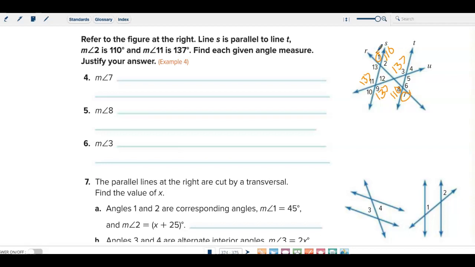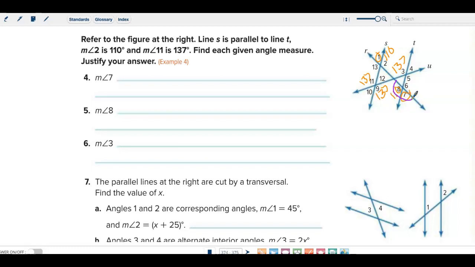That didn't help us. What about 7 and 4? What would they be? Maybe they don't really have a relationship. We could find the measure of angle 6. How's that going to help us? Oh yeah, we could do that.